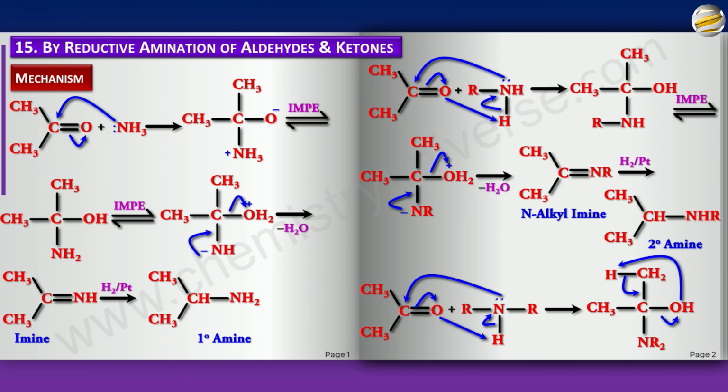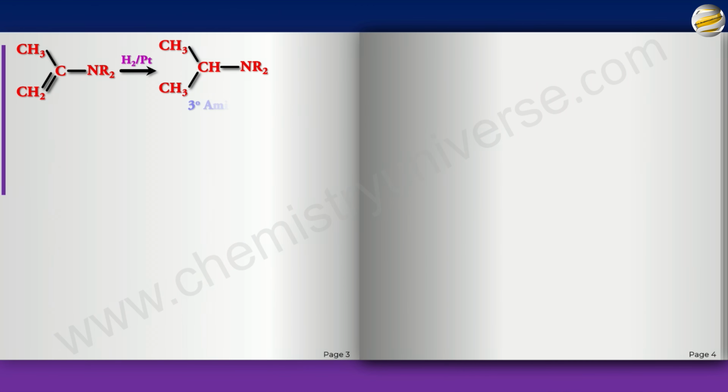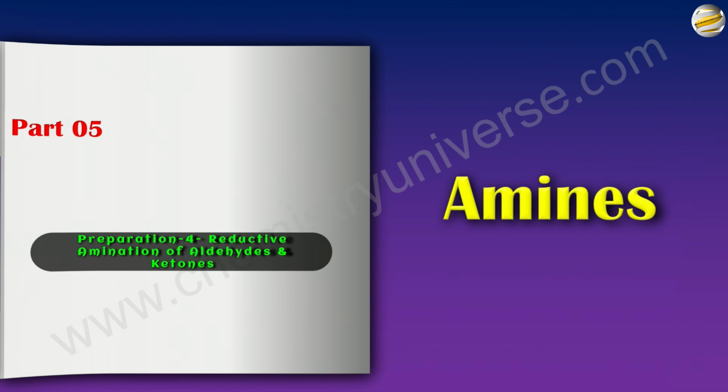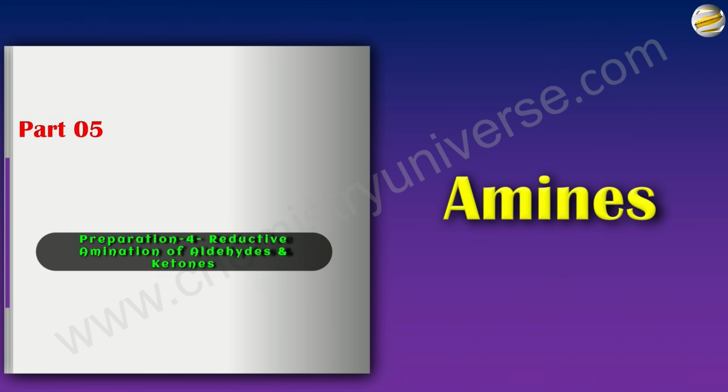I'm showing you the removal of water simultaneously. So O is taking that H. The CH bond is coming between CC and water is leaving. Giving us what? Giving us this, and then this one, and then I do catalytic hydrogenation. Here it is a CC which is getting reduced, and I get a tertiary amine. And that is reductive amination of aldehydes and ketones.